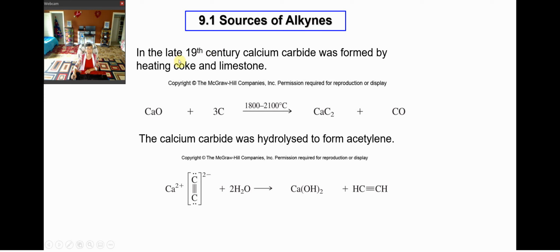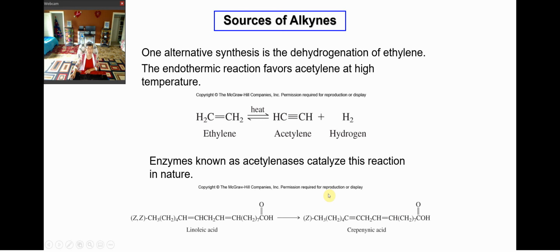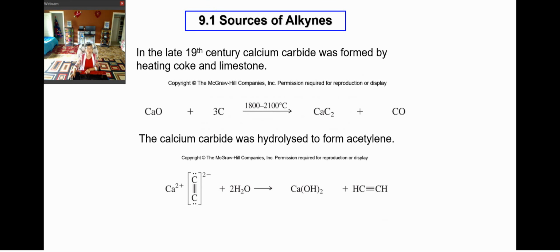So let's trace back to the 19th century. In the late 19th century, what happened? People heated coke and limestone at very high temperature, such as 1800 to 2100 Celsius, and produced calcium carbide and carbon monoxide. This calcium carbide is then hydrolyzed to produce acetylene and calcium hydroxide. So that's our production from the limestone and also the coke.